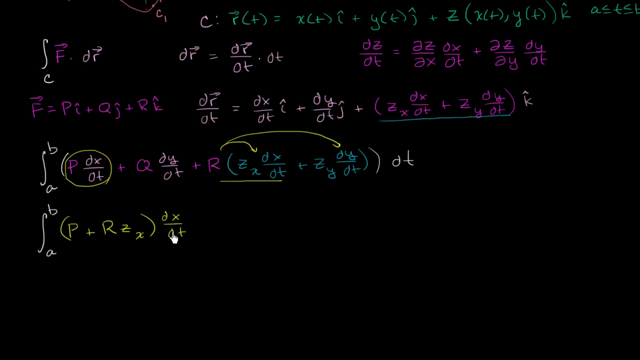And now I'll do the same thing for the dy/dt's. So that's that part right over there, and then the R is going to get distributed to this thing right over here. So it's going to be plus Q plus R times the partial of z with respect to y, and I'm going to factor out a dy/dt. And then we can't forget, all of that is going to be multiplied by dt.